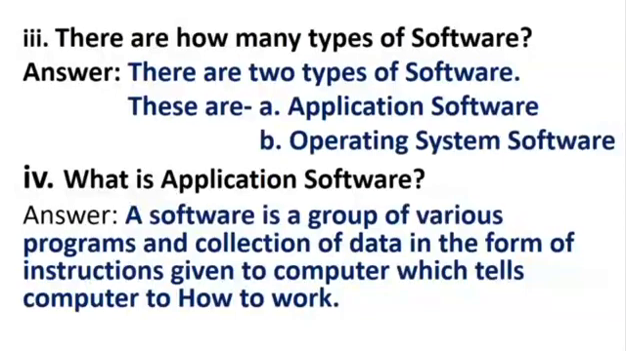Number 3, how many types of software are there? There are two types of software. These are application software and operating system software. Number 4, what is application software? A software is a group of various programs and collections of data in the form of instructions given to computer which tells computer how to work.